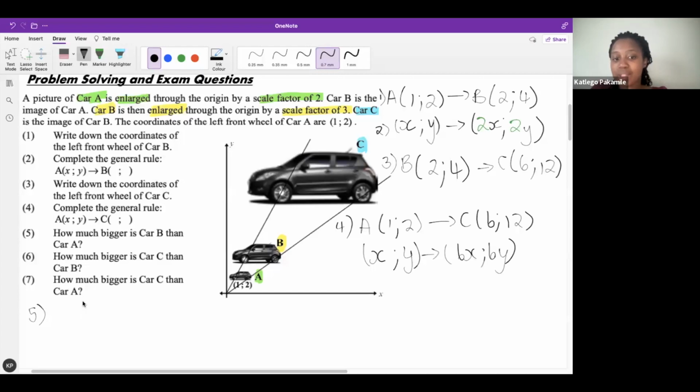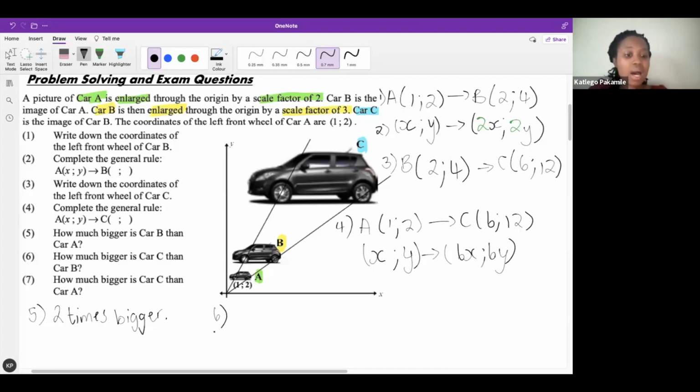How much bigger is car B than A? 2 times bigger or twice as large. Thank you. So it's 2 times bigger, or it is double, or it is twice as large. Whatever you say, as long as what you're saying is making sense, okay?